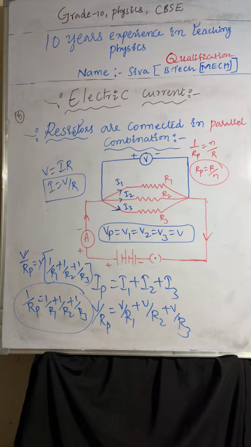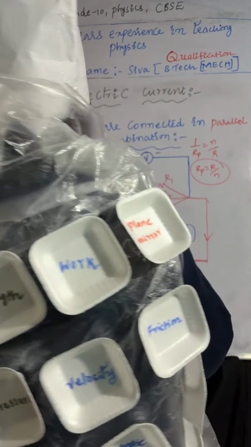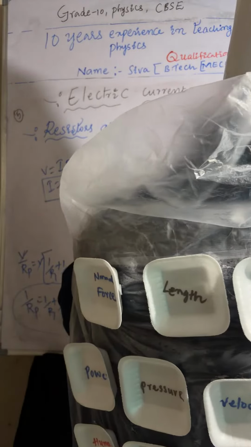Which physical quantity is constant in parallel combination? Potential difference. The potential difference is the physical quantity which is constant in parallel combination. Understood or not? I hope it is very clear. Next we will discuss heating effect of electric current, or Joule's law of heating.